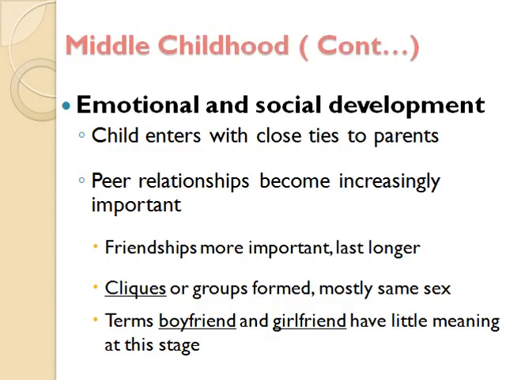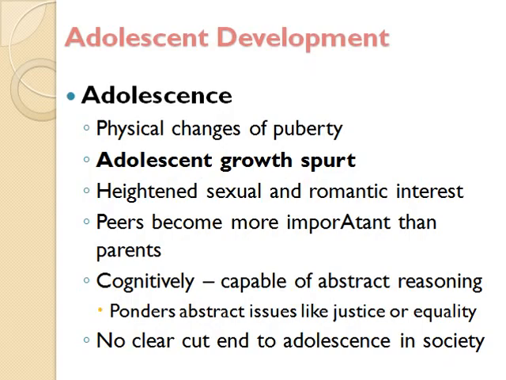Adolescent development. In this stage, you can see there will be some physical changes in the body of the child. You can find a heightened sexual and romantic interest. Peers will become more important than parents, and you will find the child is capable of abstract reasoning. It ponders abstract issues like justice or equality. There is no clear-cut end to adolescence in society. The child will not be able to find answers which satisfy the child.